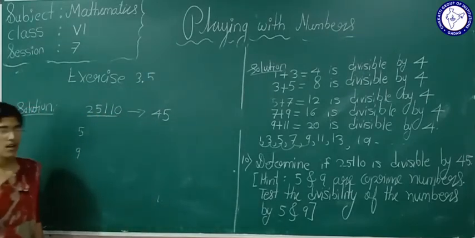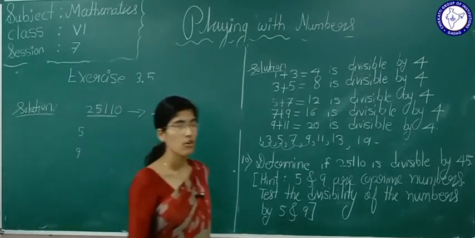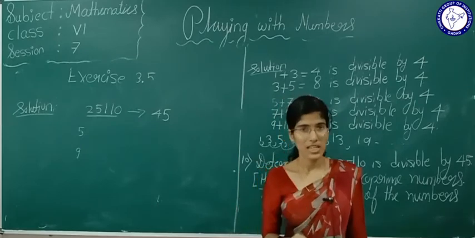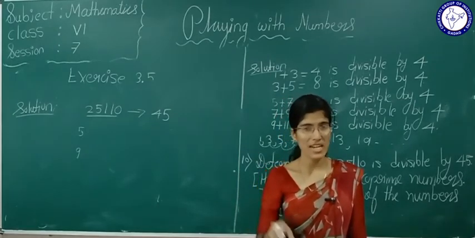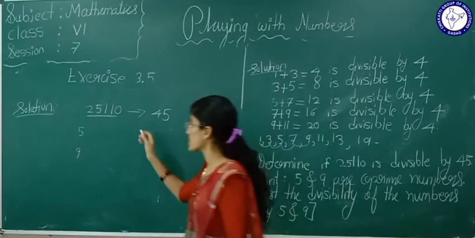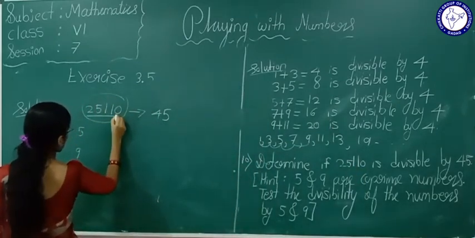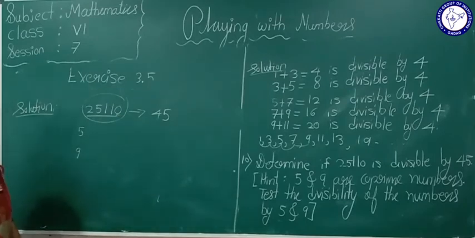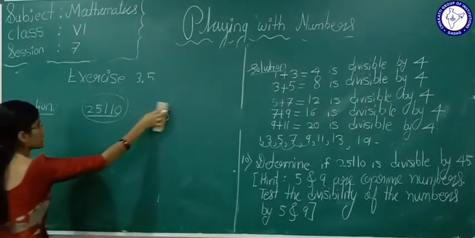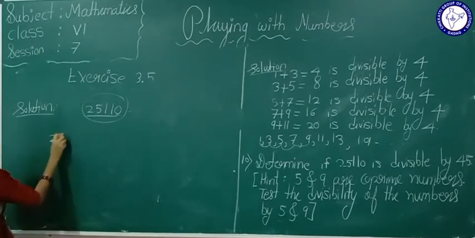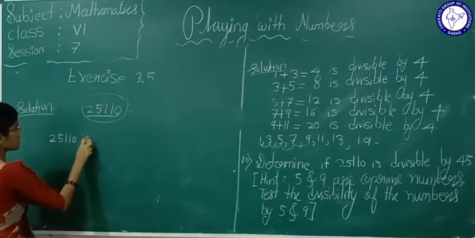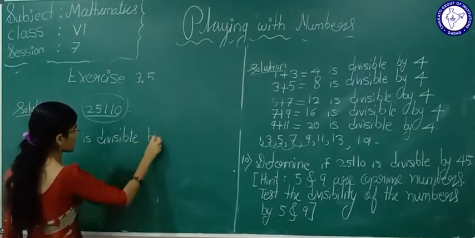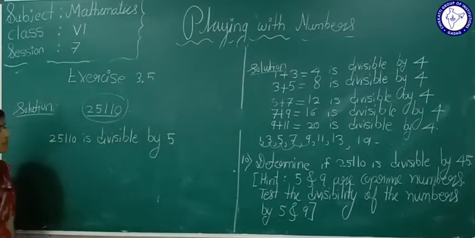How to check that? The rule for 5: if 0 or 5 is in the units place, definitely that number is divisible by 5. Now see here, in this number, 0 is in the units place, which means this number is divisible by 5. Now what we can write here: 25110 is divisible by 5. Yes, it's divisible by 5.